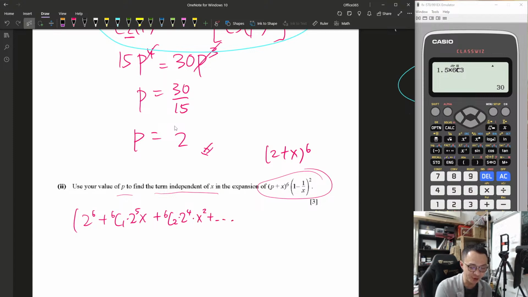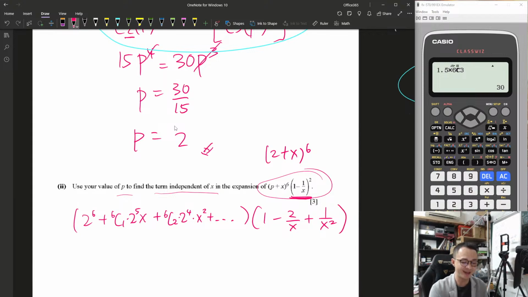Up to x power 2 should be enough, because for this one, if I expand it, I get 1 minus 2 over x plus 1 over x squared. Because here I can see, if I expand the 1 minus 1 over x squared, I will only get up to divide x squared. So therefore, my term here must have the x squared, and divide x squared. You can see x squared divide x squared, I get independent of x, isn't it?